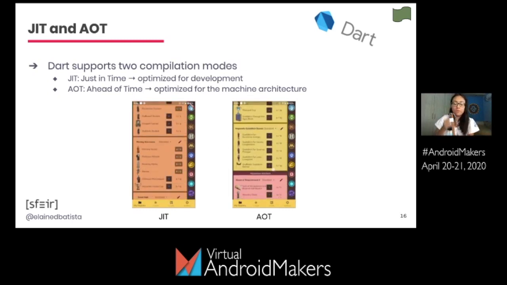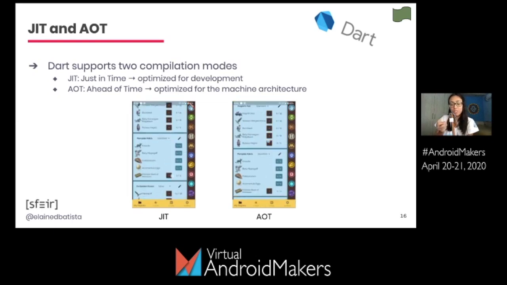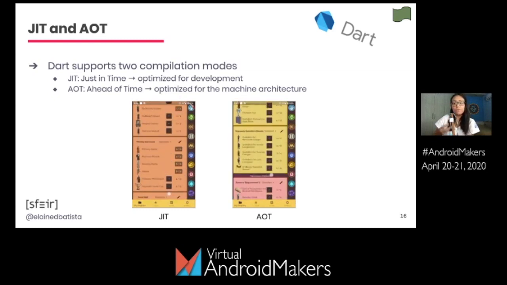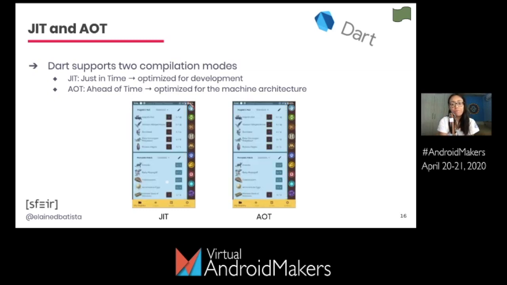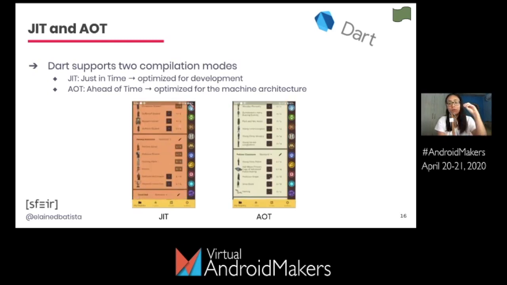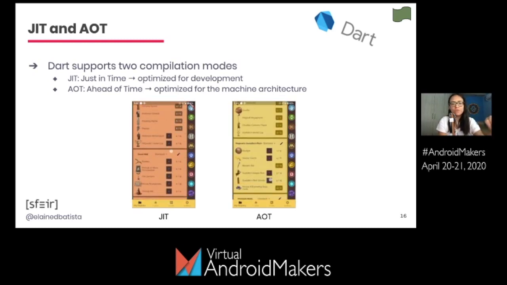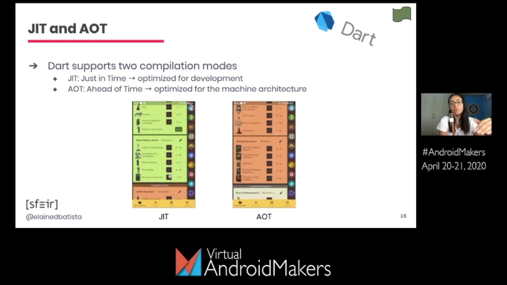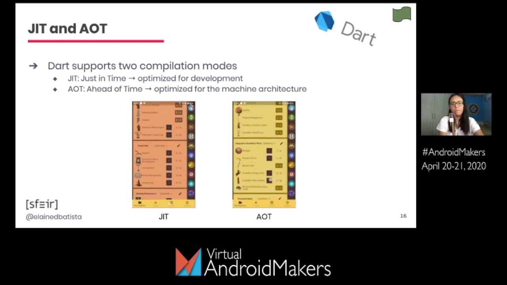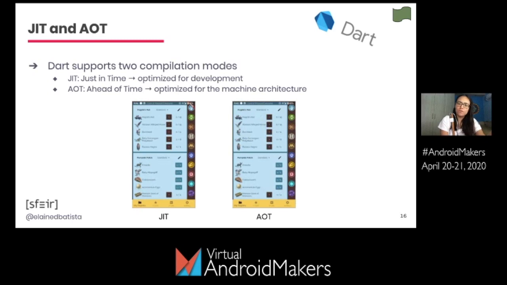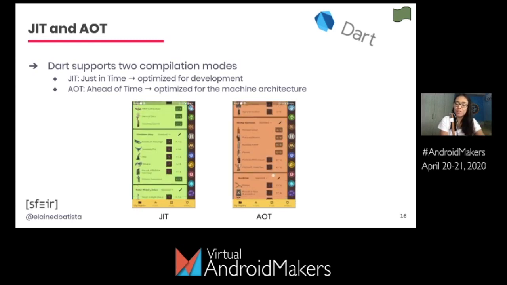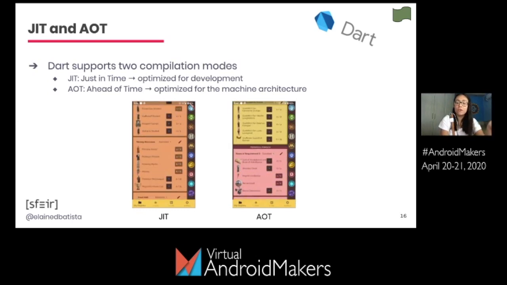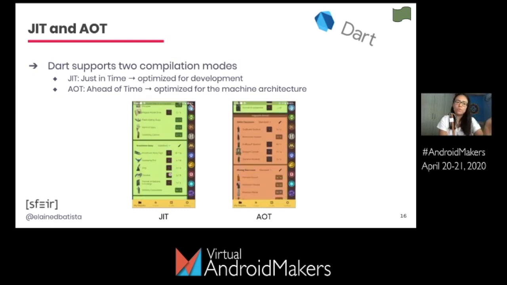So this is for development, the debug mode, the just-in-time compilation of Dart. But of course, when you're going to publish it to your final users, you have to compile it in an optimized way for the hardware. So you're going to use the ahead-of-time compilation. This one takes a little more time, but it is going to be optimized for the architecture of the machine. The just-in-time compilation is really fast for making little changes and building new versions, but the app is not going to be optimized.